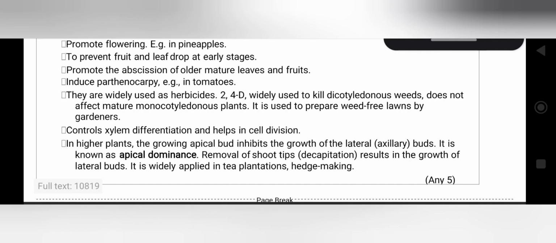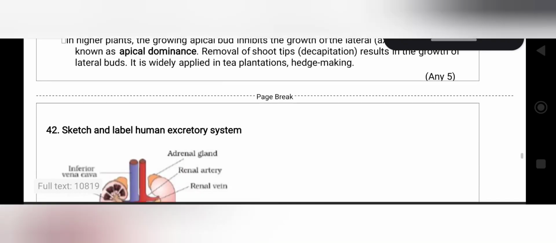Control xylem differentiation and helps in cell division. In higher plants, the growing apical bud inhibits the growth of the lateral axillary buds. It is known as apical dominance. Removal of shoot tips, decapitation, results in the growth of lateral buds. It is widely applied in tea plantation, hedge making.